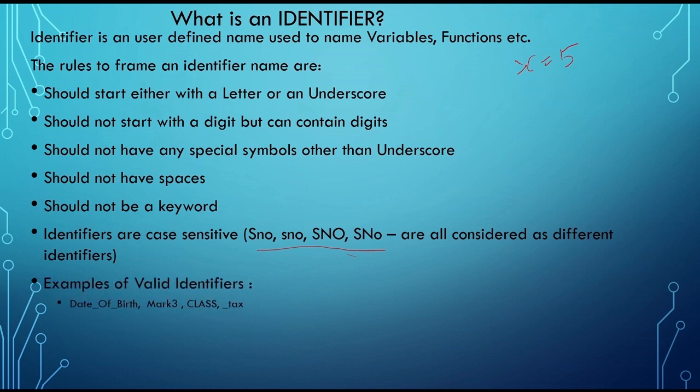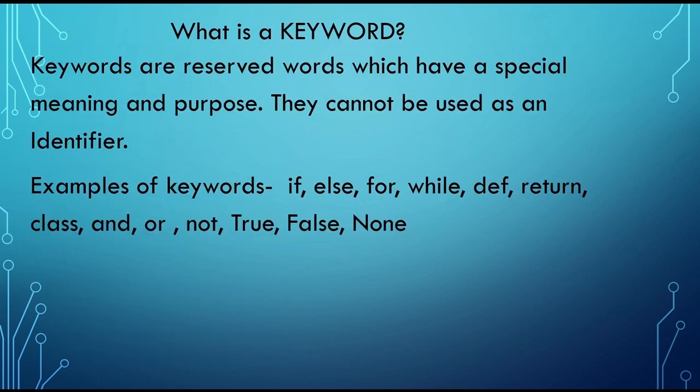Examples of valid identifiers are what's shown there, and examples of invalid identifiers. Now why these are invalid? The first one, date of birth, is invalid because it has embedded blank spaces. The second one starts with a digit. The third is an invalid identifier because it's a keyword, and the fourth is invalid because it contains a special symbol. The only symbol allowed in an identifier name is an underscore.